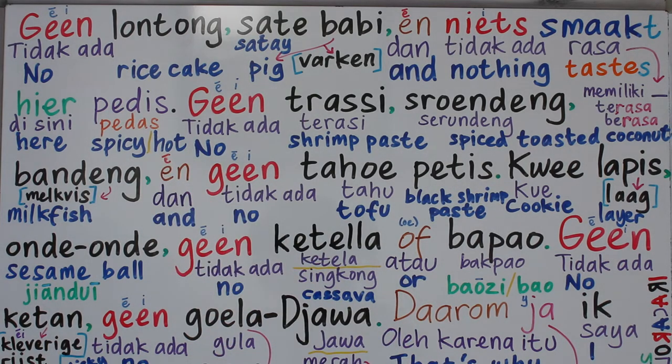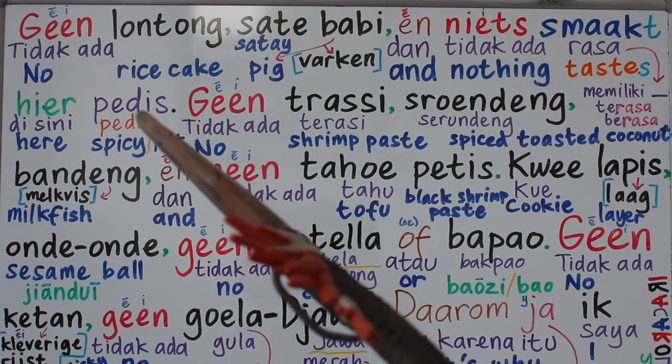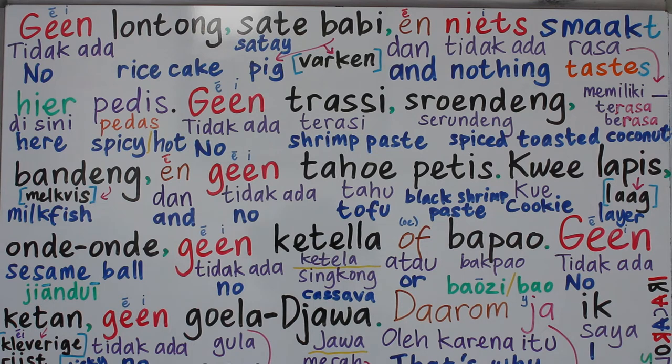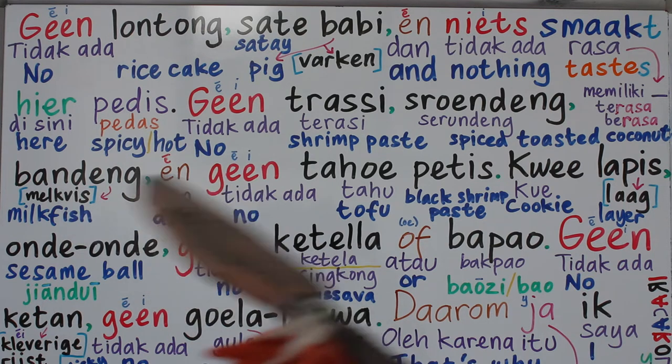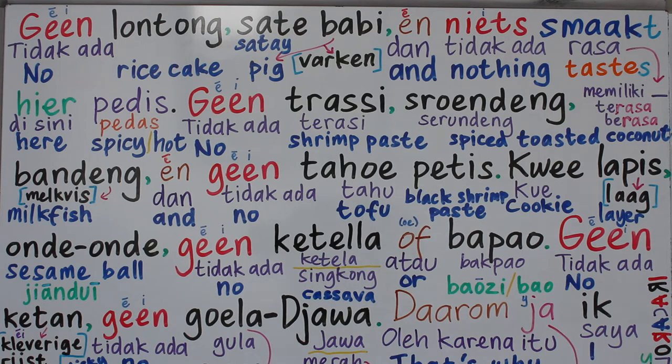And this one, spicy or hot. The Indonesian in Dutch, well, how to pronounce it? The Dutch version of Indonesian is this one. I don't know why this letter becomes E. Or in English it is I, but in Indonesian it is E. Because the Indonesian one is pedas. That's the formal way to write it and to pronounce it.